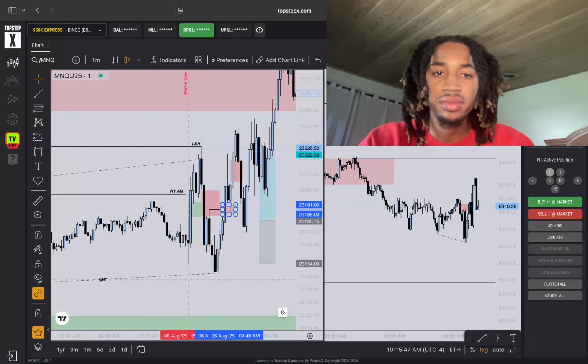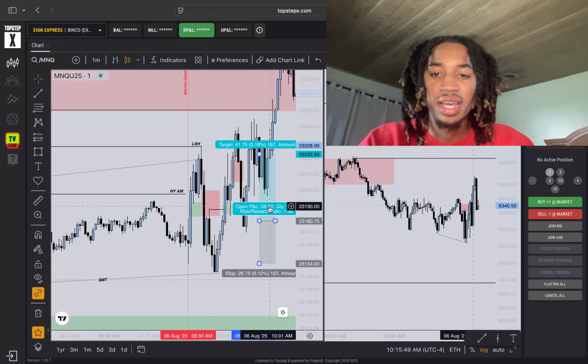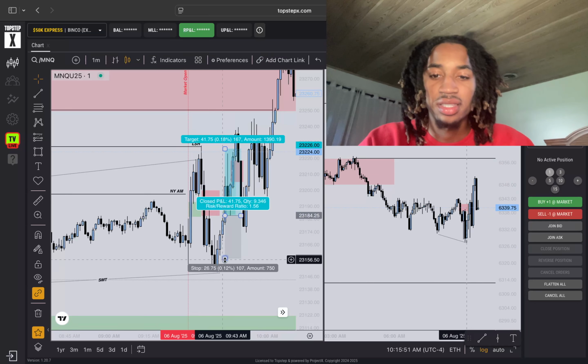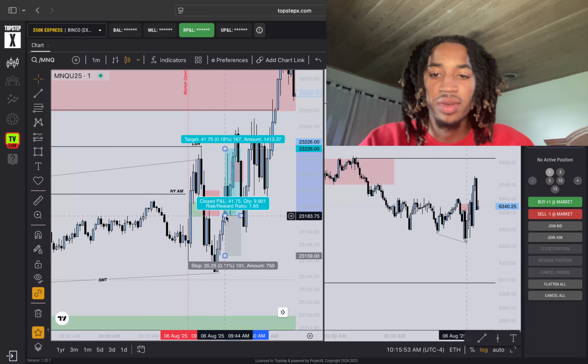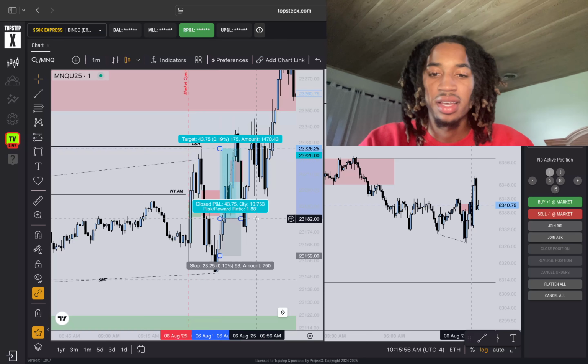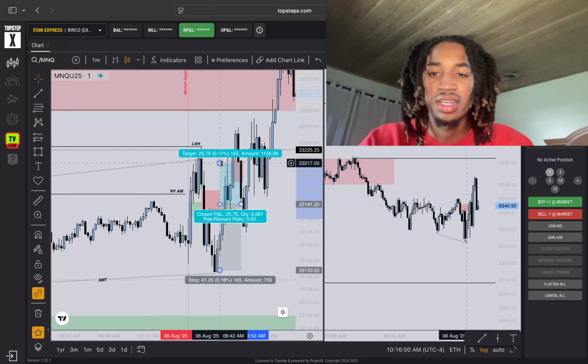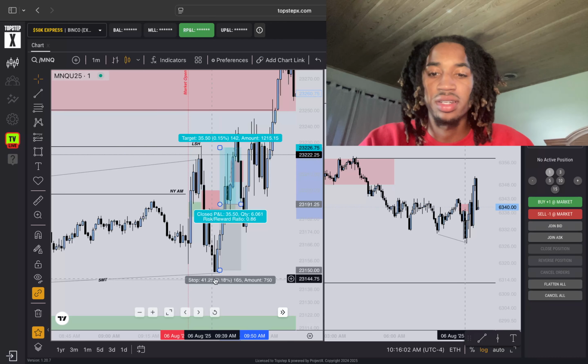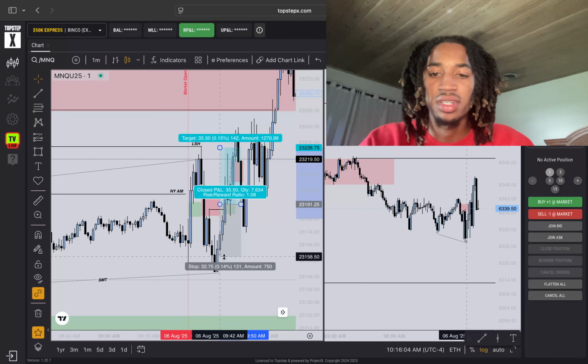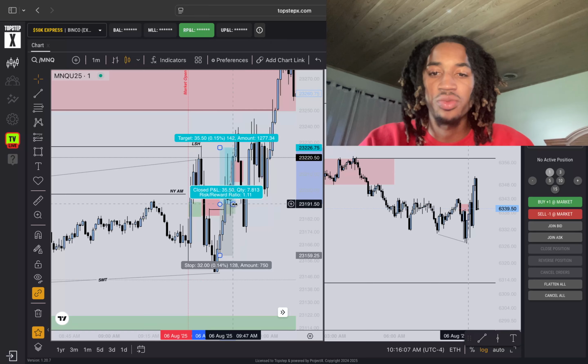On the 1 minute, we get that gap. I see that as an entry. Stops right here, resting right under the full change of state. And then I entered it right here, targeting just a 1-to-1. Stops are right here. Targeting just a 1-to-1.